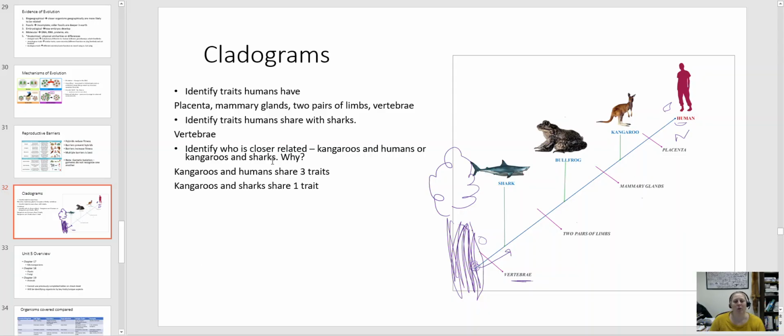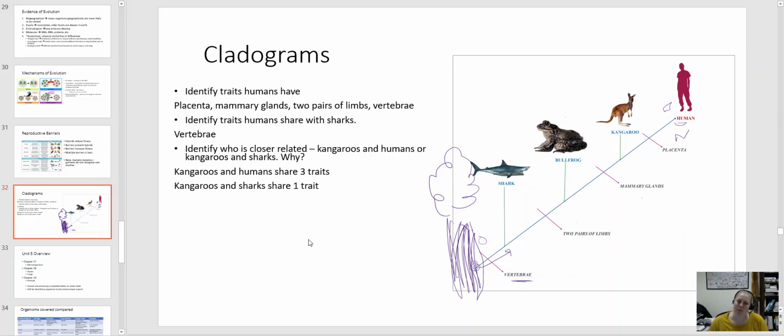If I say, who is closer related, kangaroos and humans or kangaroos and sharks? We should see that it's kangaroos and humans because they're at the furthest part of that branch. But in addition, we need to say why. We can't just say because they're at the furthest part of the branch. We need to say that they share the most traits in common. Kangaroos and humans have mammary glands, 2 pairs of limbs, and vertebrae in common, whereas kangaroos and sharks only share the vertebrae, or 1 trait. That is going to be how we identify ancestral relationships based on that evidence of evolution, like the homologous traits, the analogous traits, the vestigial traits, molecular DNA, embryological, whatever it may be.